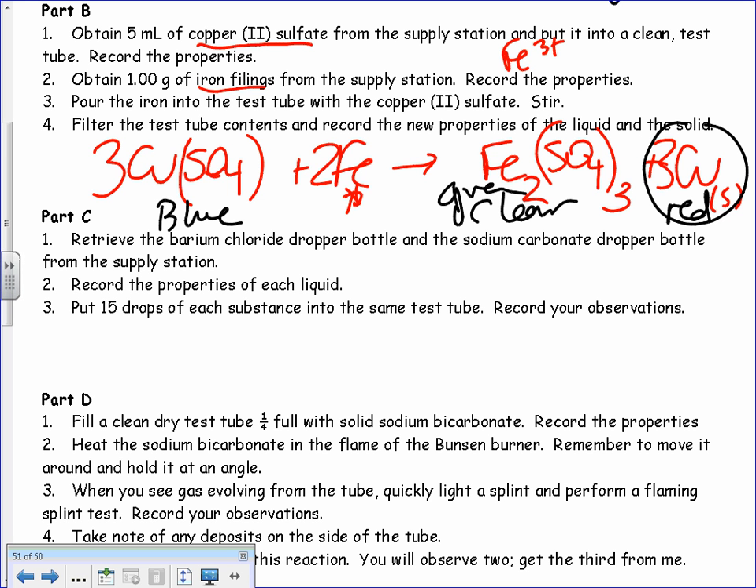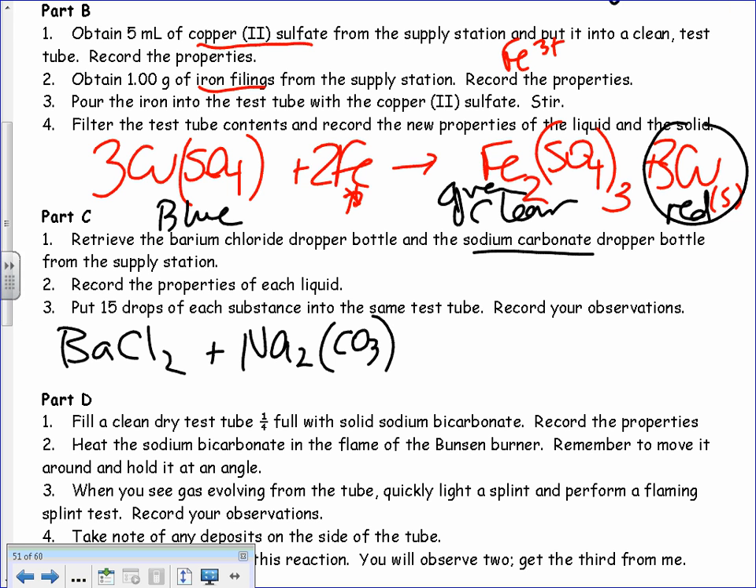Barium chloride formula. Barium chloride: BaCl2. That 2 comes from barium's charge. Good. And sodium carbonate. Good. Na2. Where's that 2 coming from? Carbonate's charge. Good. So this is CO3, 2 minus, the 2 minus scooches down there.